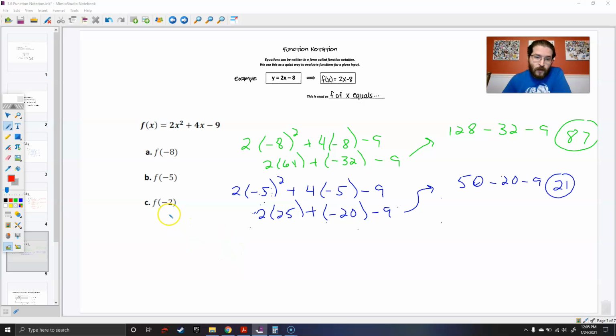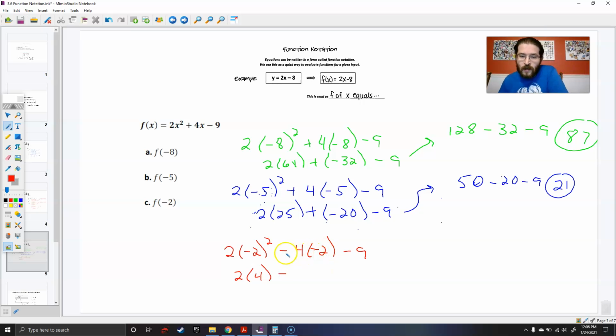All right, so we're going to plug in negative 2. So 2 times negative 2 minus 4 times negative 2. All right, so negative 2 times negative 2, we get 2 times 4 minus, okay, 4 times negative 2, we get negative 8. Minus 9.